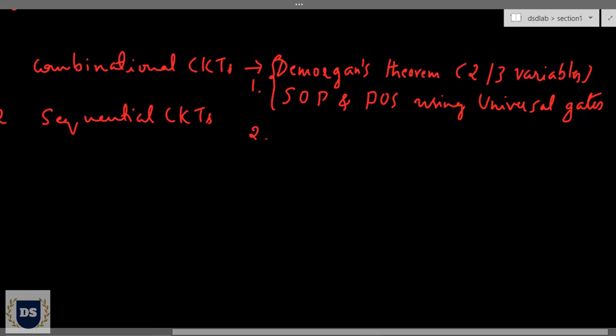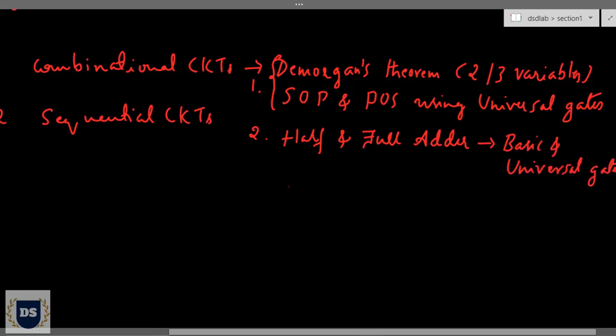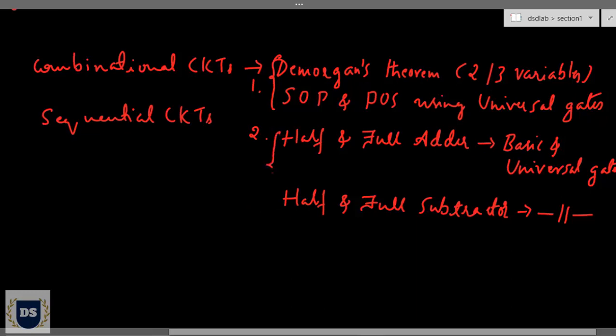be realizing half adder and full adder, and this you will be doing using basic gates as well as universal gates. In a similar way, you will also realize half and full subtractor, and again you will be implementing this using both basic gates as well as universal gates. So these two experiments combined together make up your second experiment.